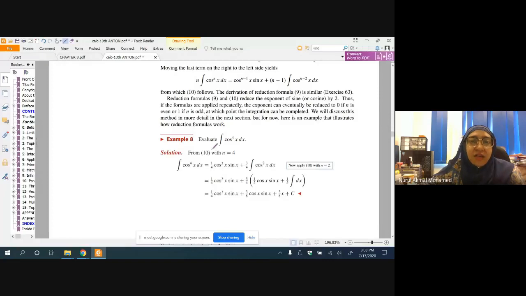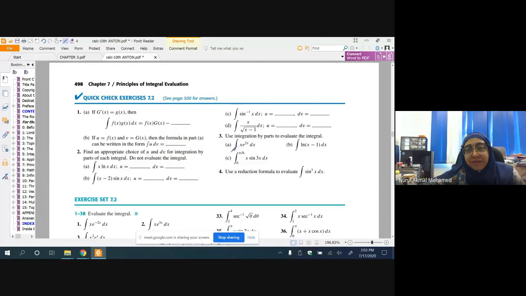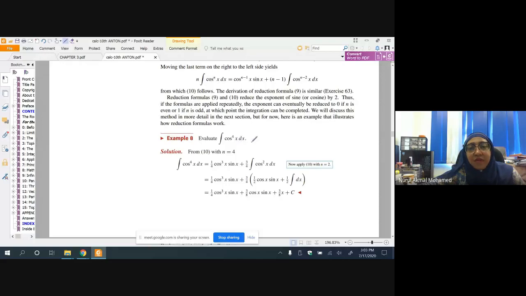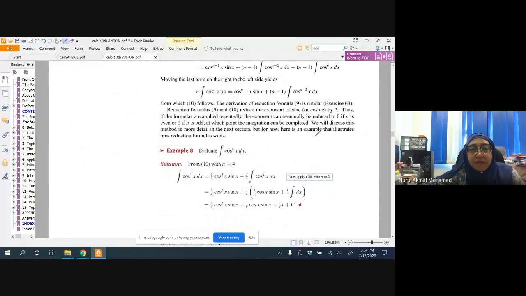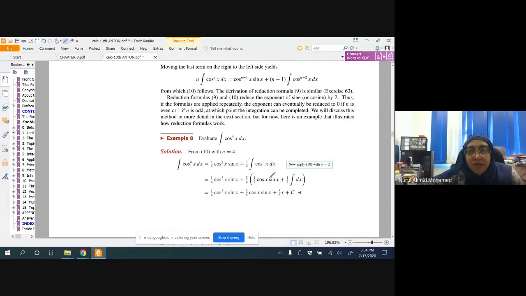You might try example 8, cos to the power of 4 x dx. So which formula do we want to use? I think it should be this one, equation 10. With n equal to 4, you reduce it so that it is in terms of cos x to the power of 2. Once you get cos x to the power of 2, then you use this formula.